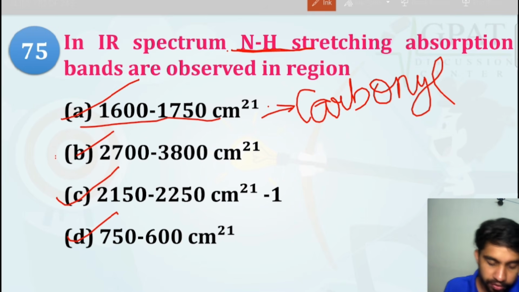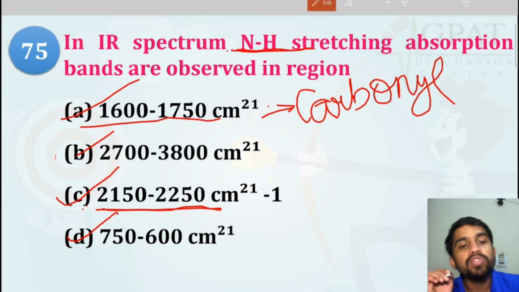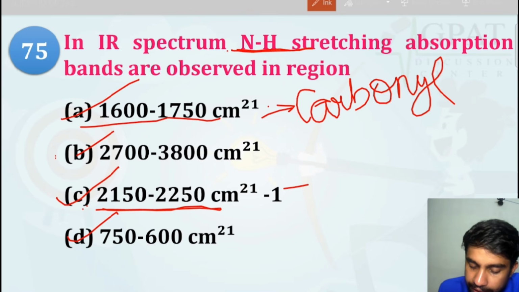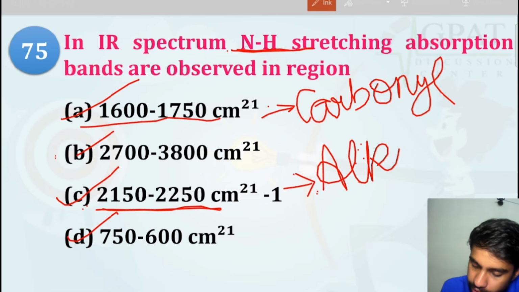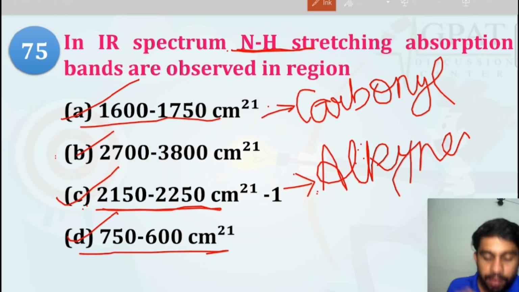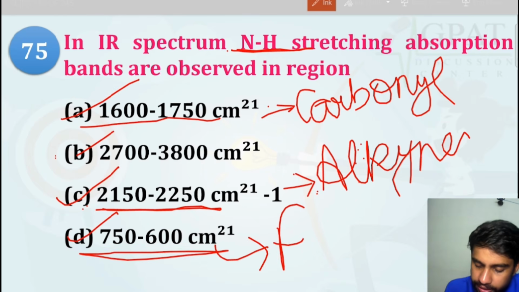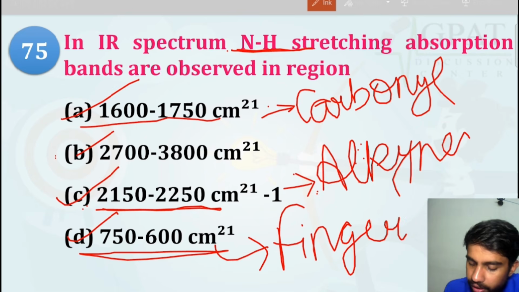If we talk about this 2150 to 2250, this is for alkynes or nitriles. Simple. If you talk about 750 to 600, this is your fingerprint region. This comes under your fingerprint region.